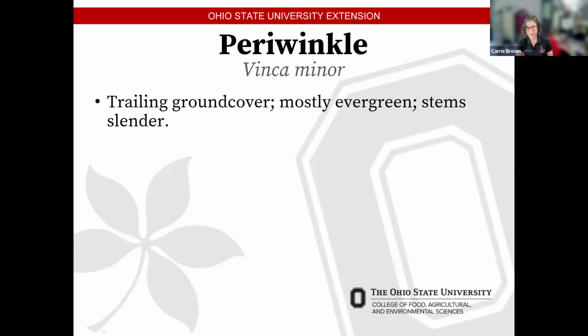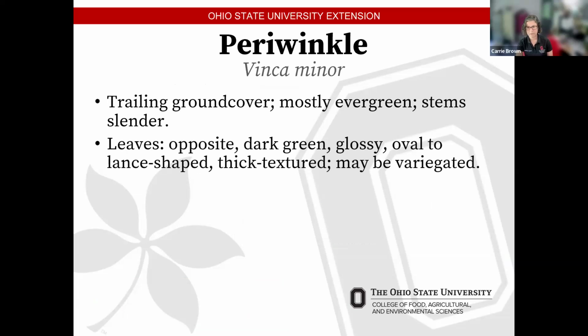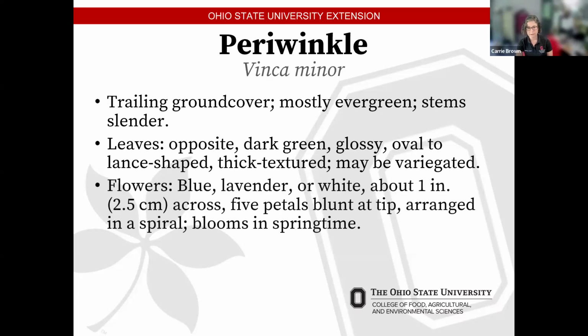So it's a trailing ground cover, mostly evergreen. It has slender stems, so it's not going to drop its leaves in the winter, which is one of the reasons that it continues to be popular within the ornamental trade, is it gives you that winter color. The leaves are opposite. They're dark green. They're glossy. In some cases, they may be variegated. The flowers can be blue, lavender, or white.